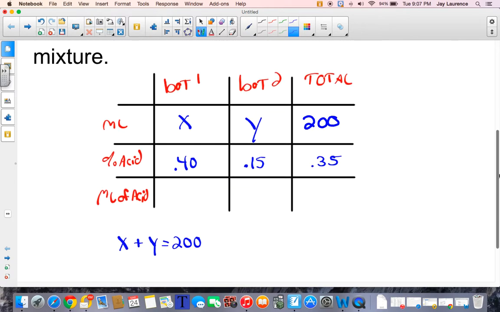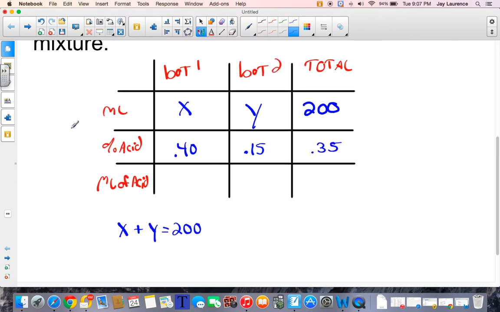Okay, the milliliters of acid. Well, remember when we had the nickels and we said, well, there were N nickels and nickels are worth 5 cents a piece. And then the money from the nickels we found by multiplying the 2 together, right? That's what we're going to do here. We're going to take the total milliliters from bottle 1, the percentage of acid, and that'll tell us the milliliters that are actually acidic. Yeah, we just multiplied those together.